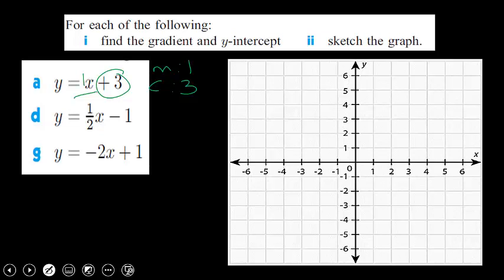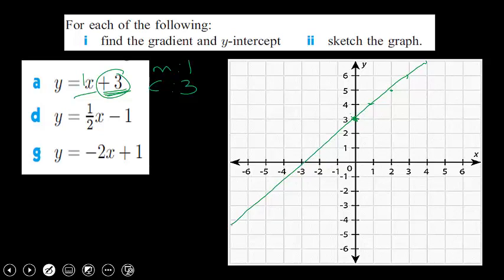Where do I begin? You start at c, which is your y-intercept. So I start at point 3 on the y line. Now my gradient says 1 over 1, which is 1 up and 1 to the right. 1 up, 1 to the right, and so on. So my line looks like this.